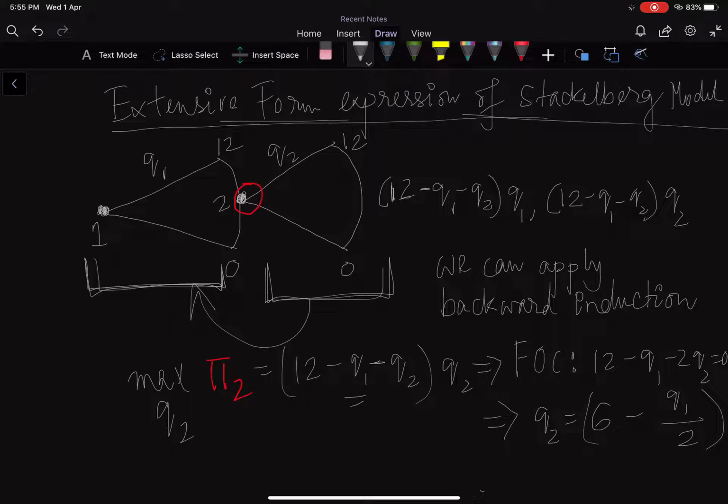So we take that into account when we optimize firm 1's decision making. Firm 1 knows that going forward firm 2 would behave this way. For whatever q1 that firm 1 chooses, q2 would be 6 minus q1 by 2. Firm 1 knows that because it knows that firm 2 would optimize and maximize its own profits. So firm 1 takes that into account. That's the idea of backward induction.